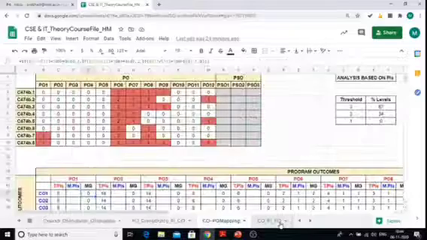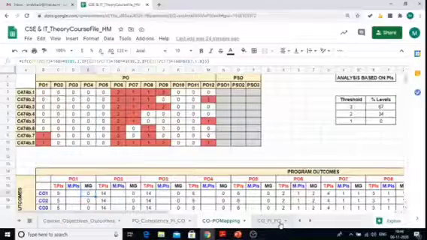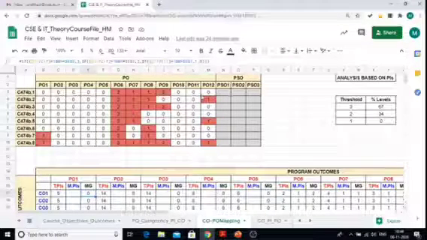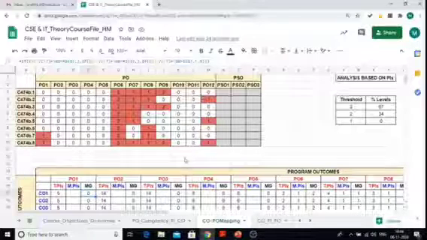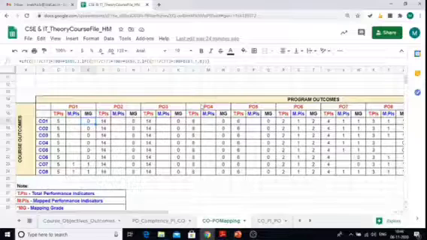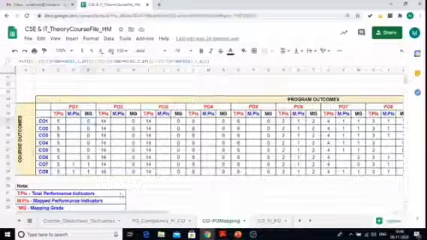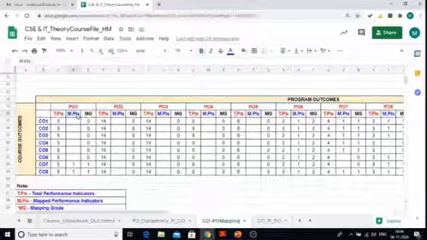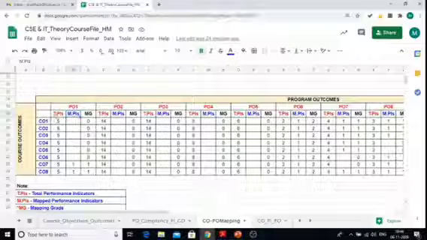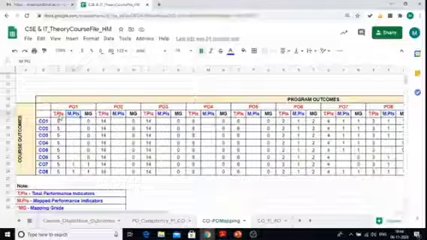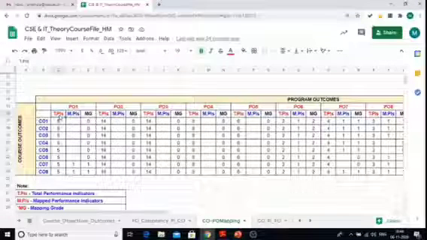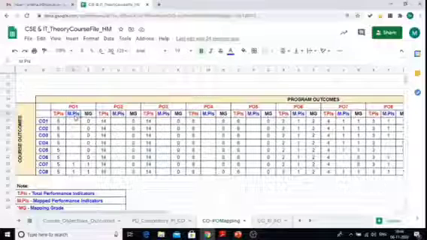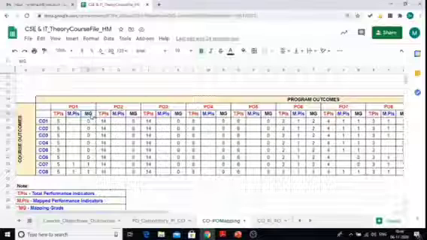In step number 2, we have to map CO with POs. We have to make a mapping between course outcome and program outcome with the help of mapped PIs. For that this table is given. This table will map course outcome with program outcome with the help of mapped PIs. In column C, TPI refers to total performance indicators, MPI refers to mapped performance indicators, and MG refers to mapping grade.